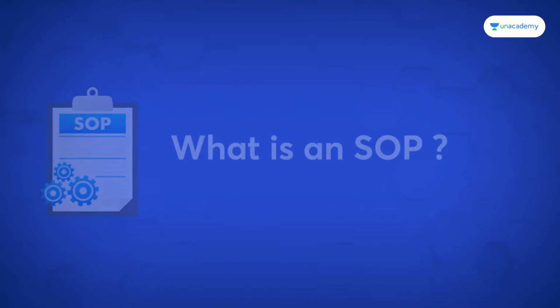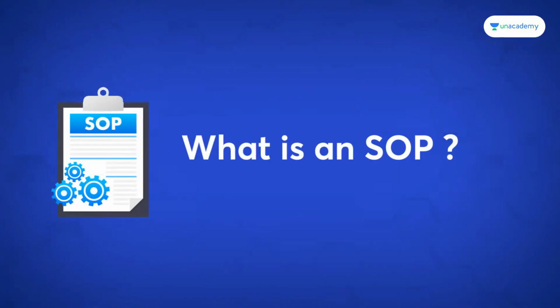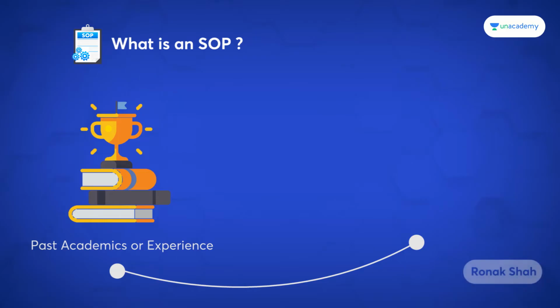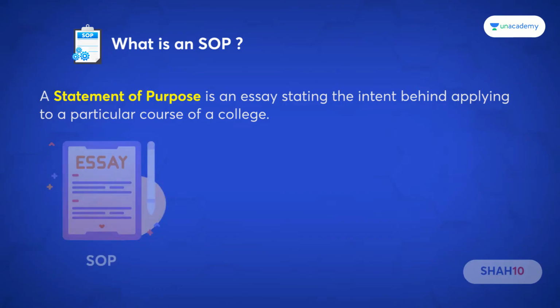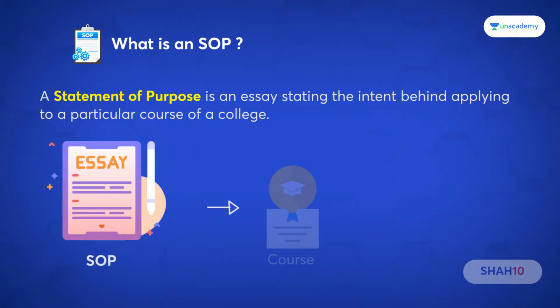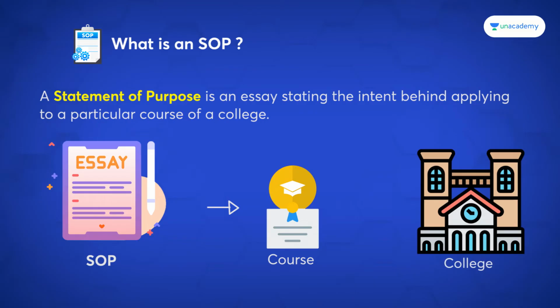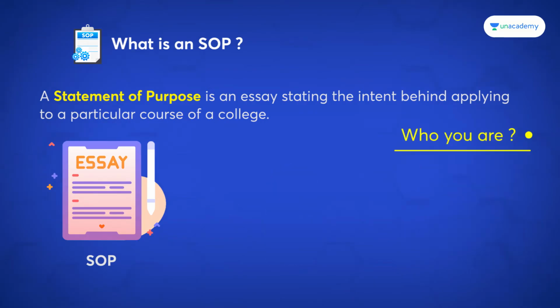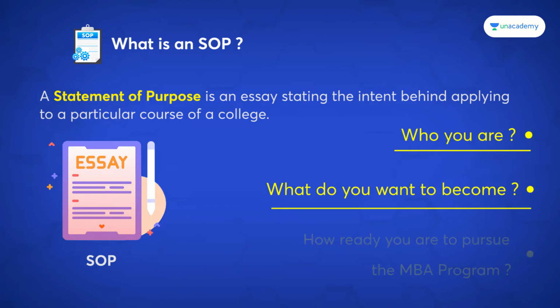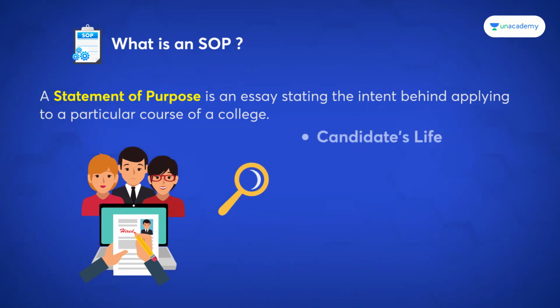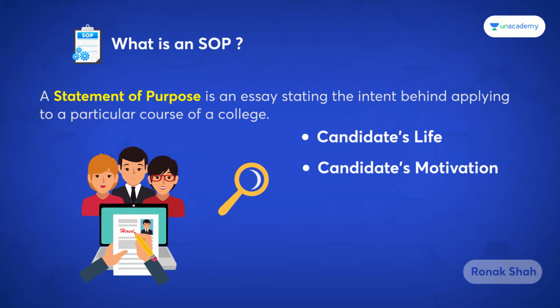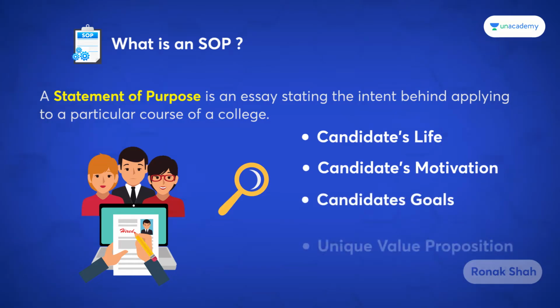Now let's understand what is an SOP. So an SOP acts as a bridge between your past academics, or you can say experiences, and the future that you want to build. A statement of purpose is an essay stating the intent behind applying to a particular course of a college, that is an MBA program. It should ideally summarize who you are, what you want to become, and how ready you are to pursue the MBA program. Through this essay, the selection committee tries to understand the candidate's life, the motivations for the chosen career path, and the goals, along with what unique value proposition the candidate brings with him or her.